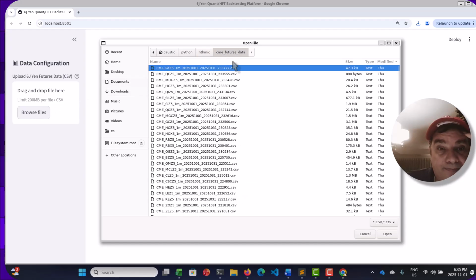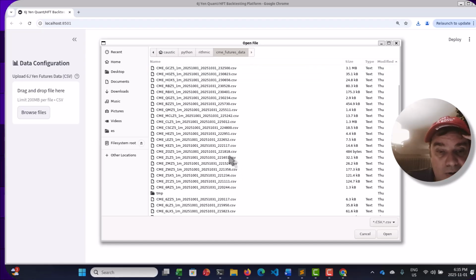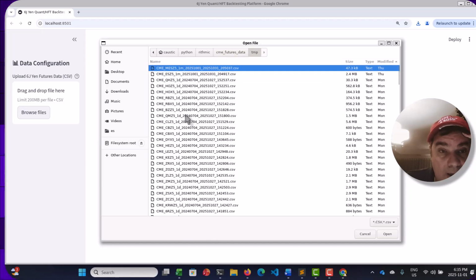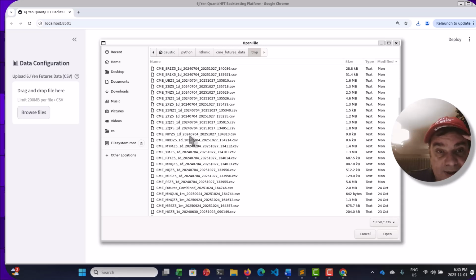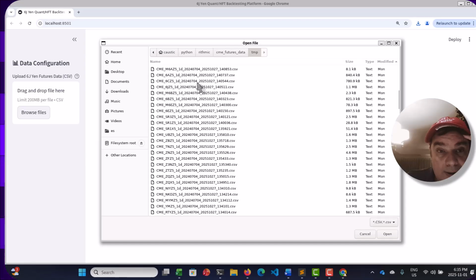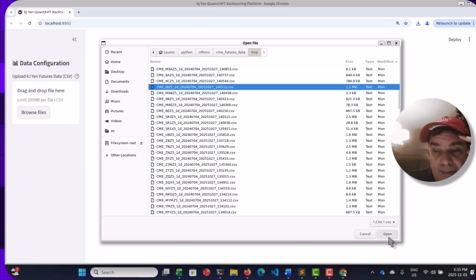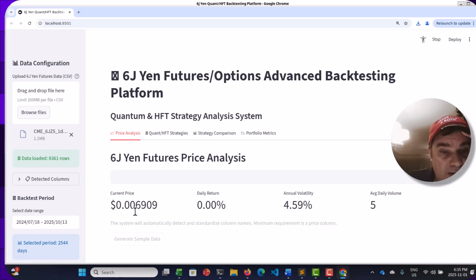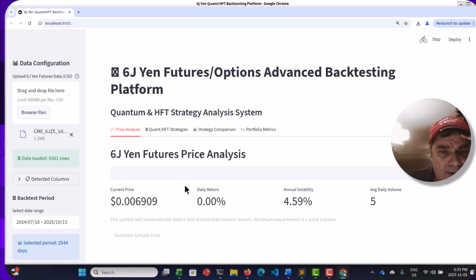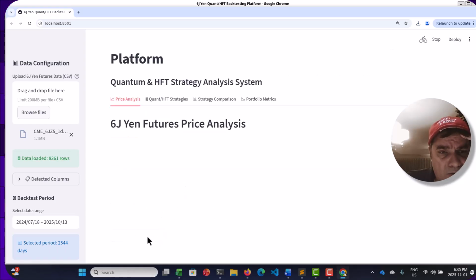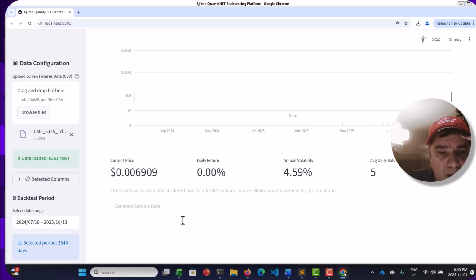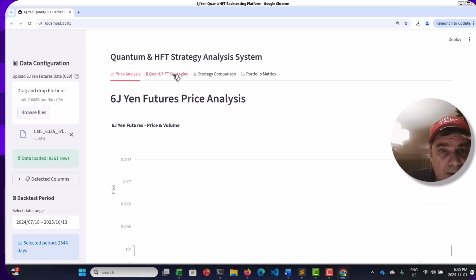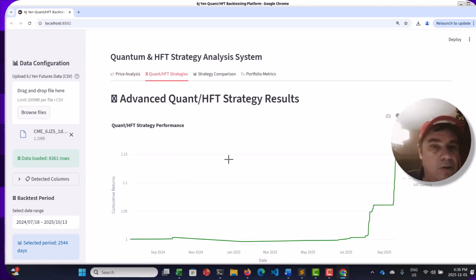Okay. Let's see here. If I go to 6J, so I can tell you that might not be so bad. I'll try running this. Okay. So yeah, it looks like it ran it. Okay. Let's see. Okay, cool.